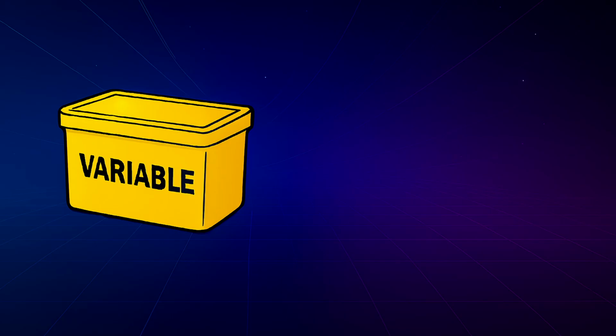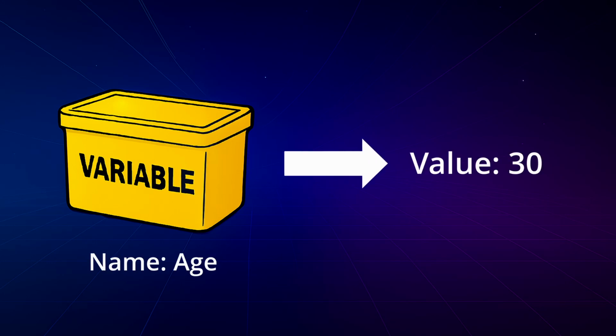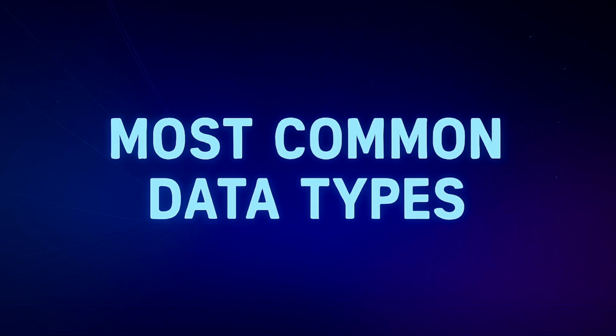Think of a variable as a label container. You give it a name, and it holds a value. That value could be a number, a word, or even a simple true or false. In C#, every variable has a type, and that type tells the computer exactly what kind of data it's dealing with. Let's have a look at the most common data types.